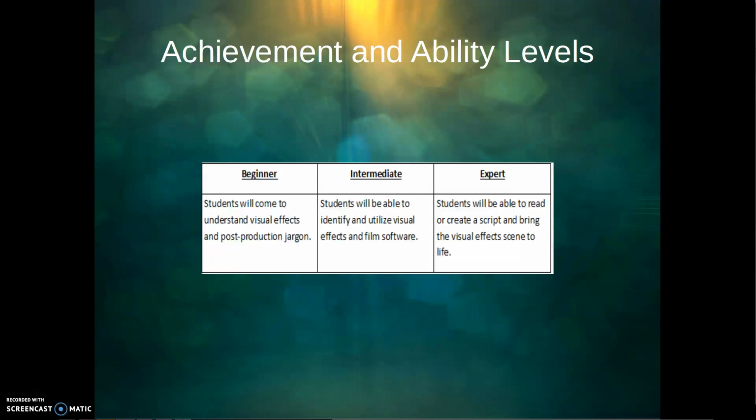Achievement and ability levels. The beginners for students will come to understand visual effects and the post-production jargon. For intermediate, students will be able to identify and utilize visual effects and film software, and for expert, students will be able to read or create a script and bring the visual effects scene to life.